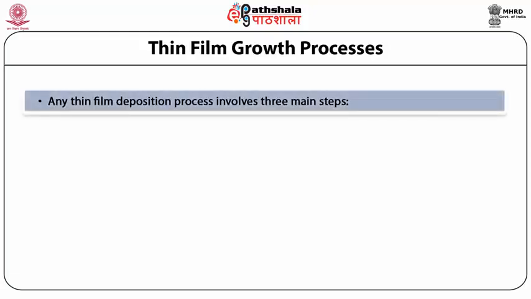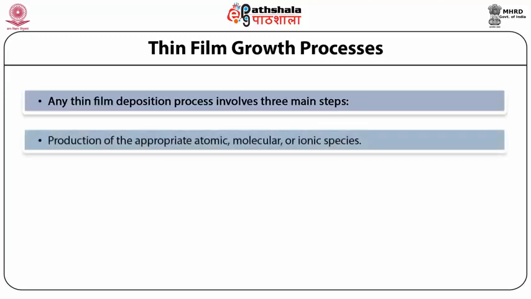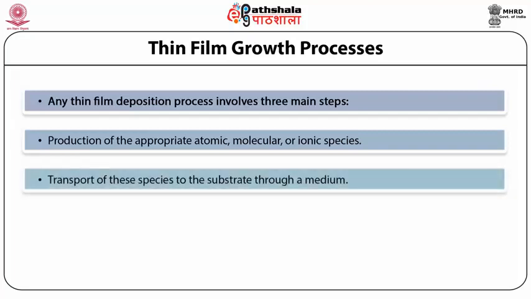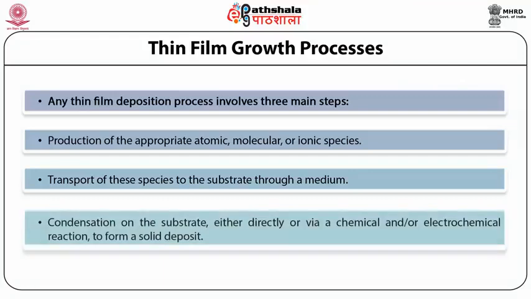Any thin film deposition process involves three main steps. First, the production of the appropriate atomic, molecular, or ionic species. Second, the transport of these species to the substrate through a medium. And third, the condensation on the substrate, either directly or via a chemical and/or electrochemical reaction, to form a solid deposit.